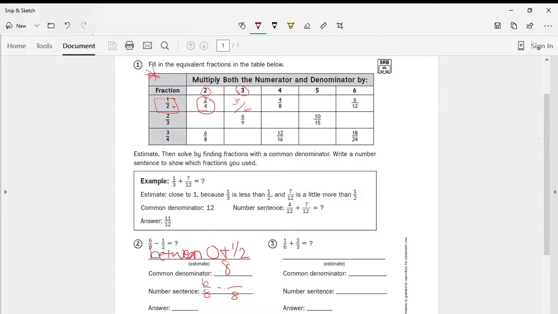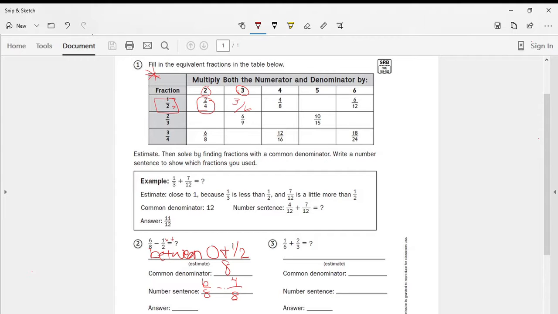And then I'm going to say, well, what did I do to 2 to get to 8? I multiplied it by 4. 2 times 4 equals 8. So whatever I do to the denominator is what I do to the numerator. 2 times 4 equals 8. 1 times 4 equals 4.